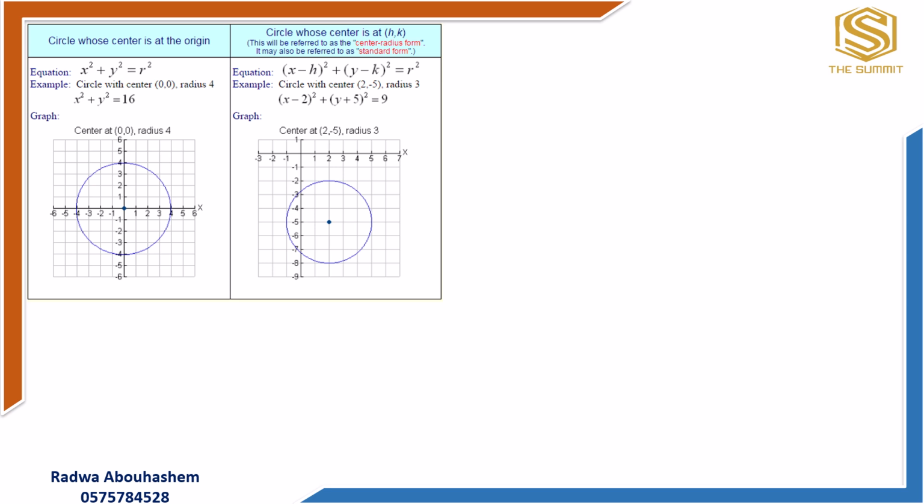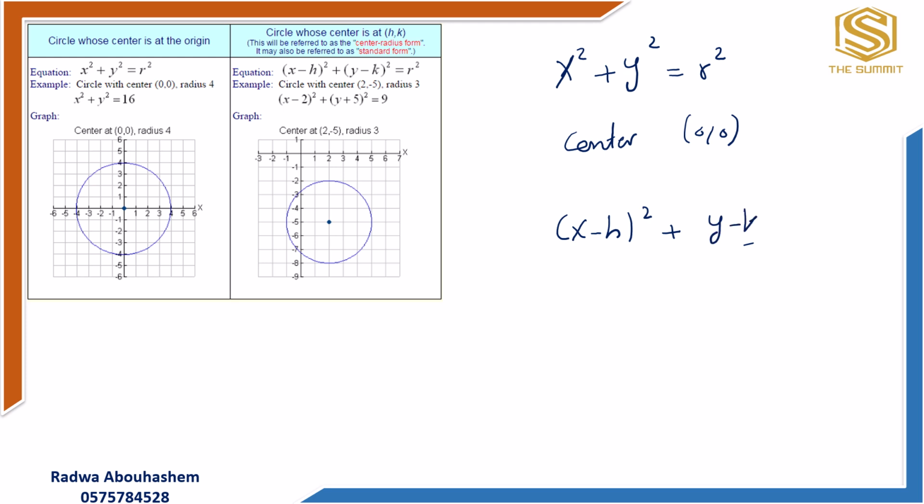Okay, here are the rules for the circle. So easy. If you have a circle with center (0, 0), the equation would be x^2 + y^2 = r^2. This means the center is (0, 0). Now, if you switch the center, this means you are shifting the x and the y, so you have to add h and k. It would be (x - h)^2 + (y - k)^2 = r^2, and the center would be (h, k).